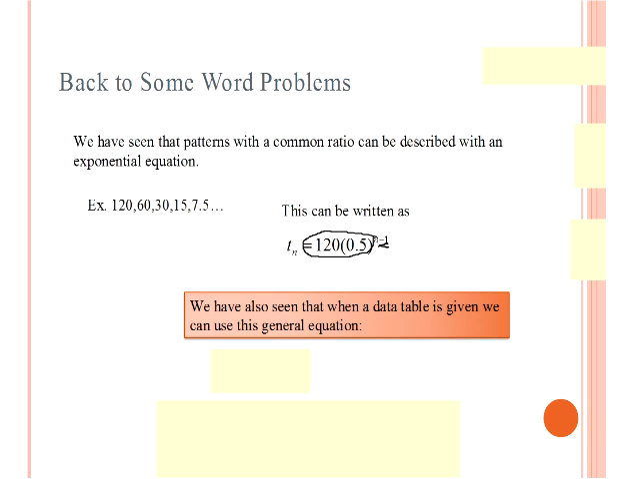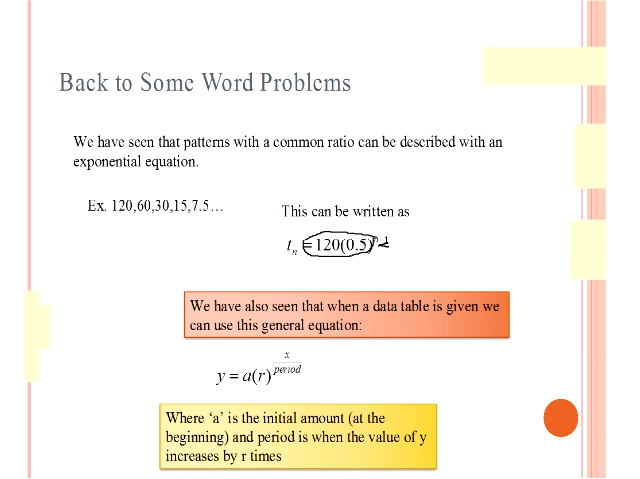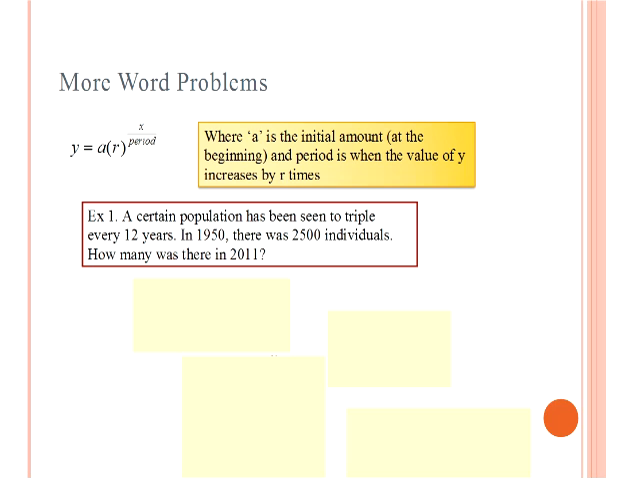This isn't the only type of equation we can have. We can also have one where y equals a times the common ratio to the x over the period. And that usually happens when the x values aren't going up by 1. And a is the initial amount, and r is what's happening to the quantity, the common ratio.